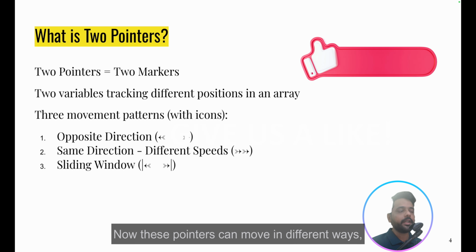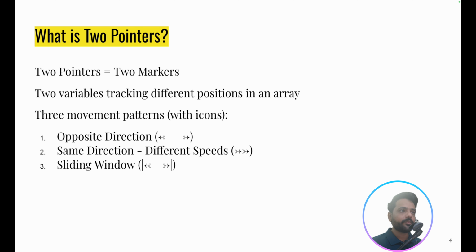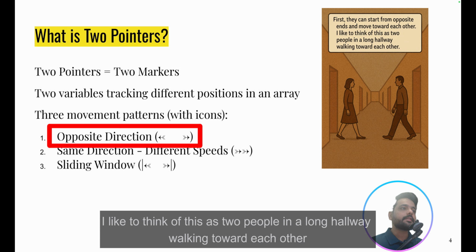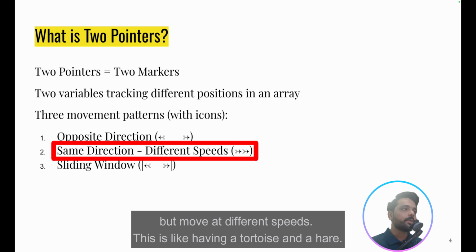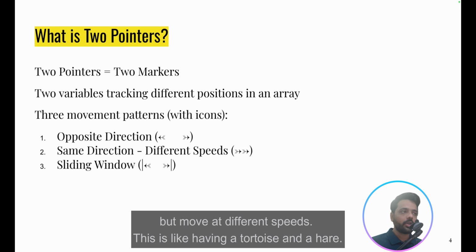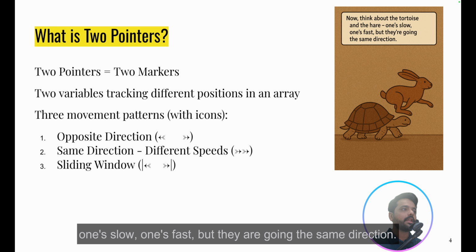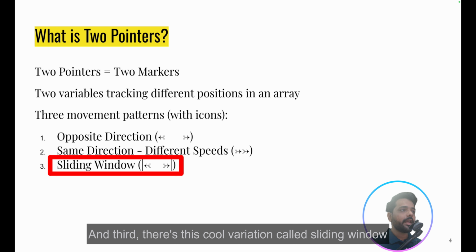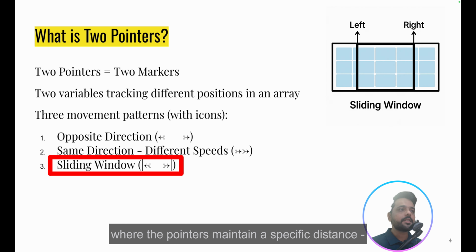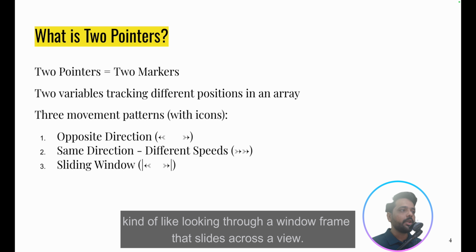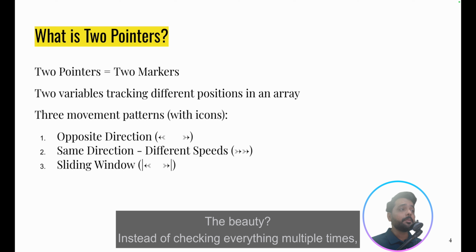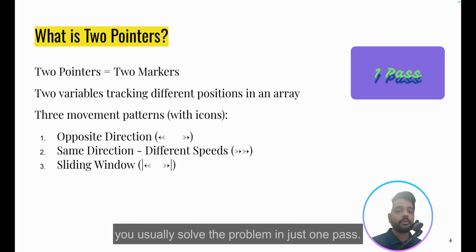Now these pointers can move in different ways, and this is where it gets interesting. First, they can start from opposite ends and move toward each other. I like to think of this as two people in a long hallway walking toward each other. Second, they can both start from the beginning but move at different speeds. This is like having a tortoise and a hare, one's slow, one's fast, but they are going the same direction. And third, there is this cool variation called sliding window, where the pointers maintain a specific distance, kind of like looking through a window frame that slides across a view. The beauty? Instead of checking everything multiple times, you usually solve the problem in just one pass.